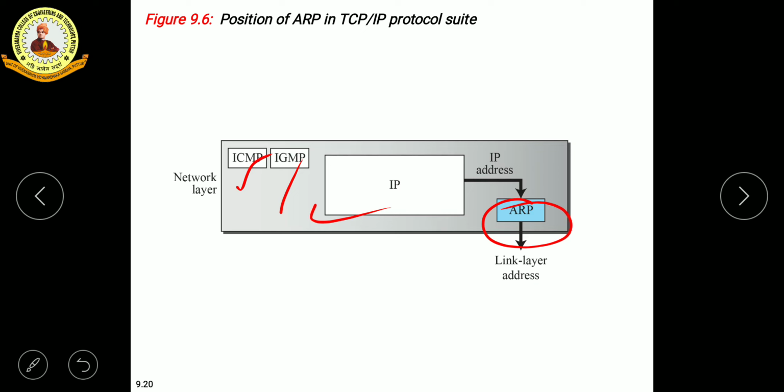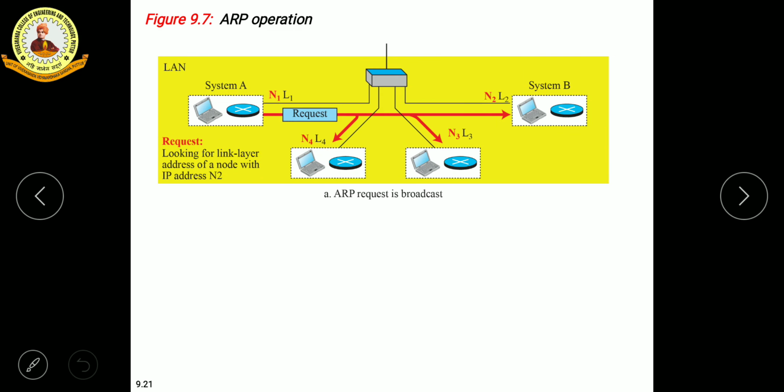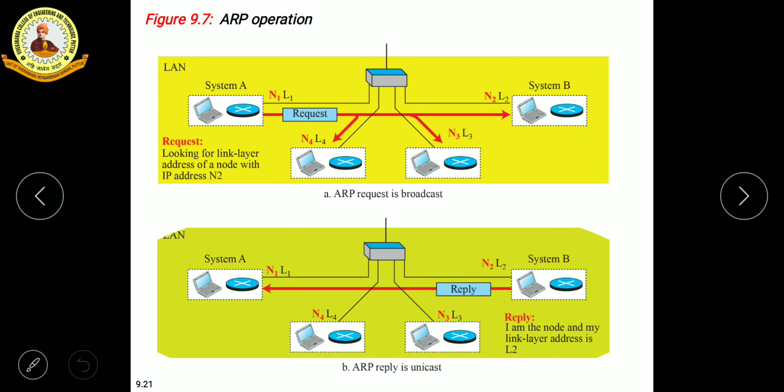We have its counterpart, that is RARP, reverse address resolution protocol, which does exactly the opposite task of ARP. So anytime a host or a router needs to find the link layer address of another host or router in its network, it sends an ARP request packet. So we have figures. This is ARP operation. One more important question: ARP request is broadcast, ARP reply is unicast. Please keep this in mind. This is an important question.